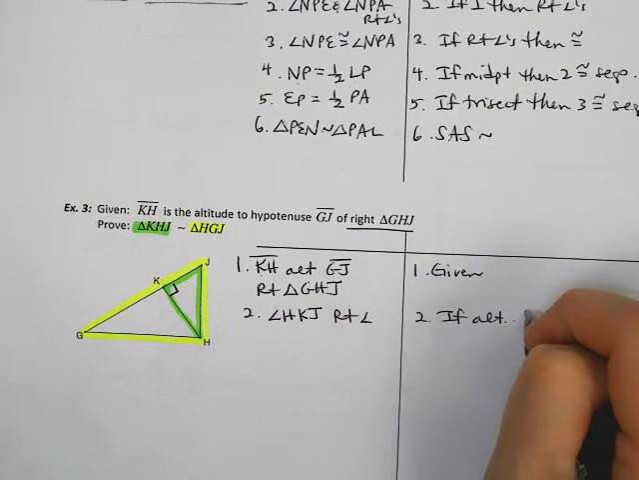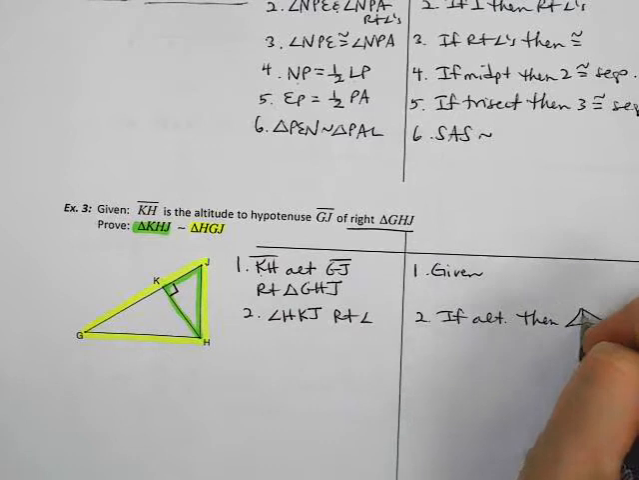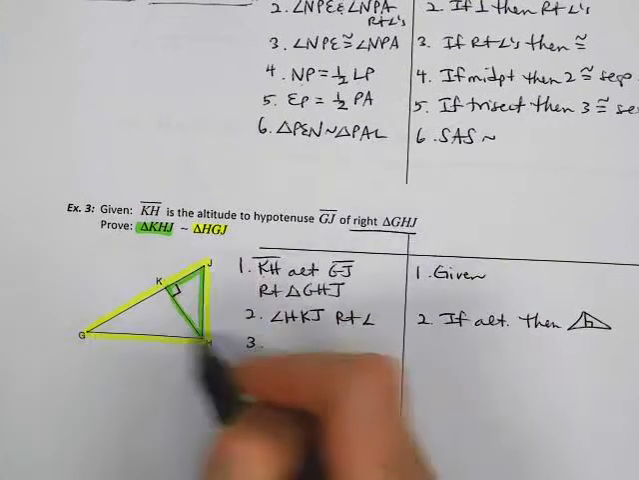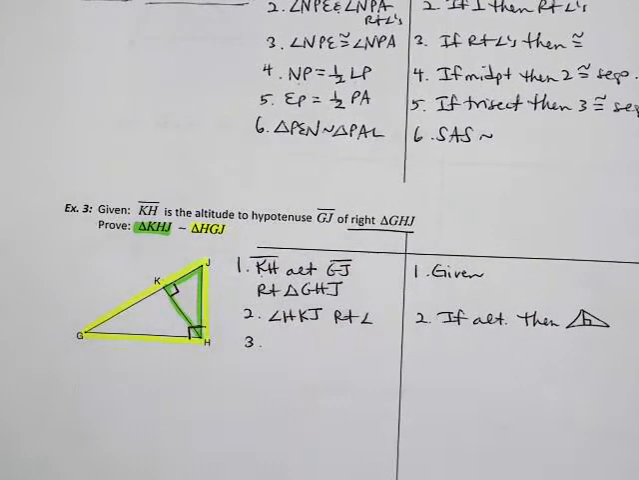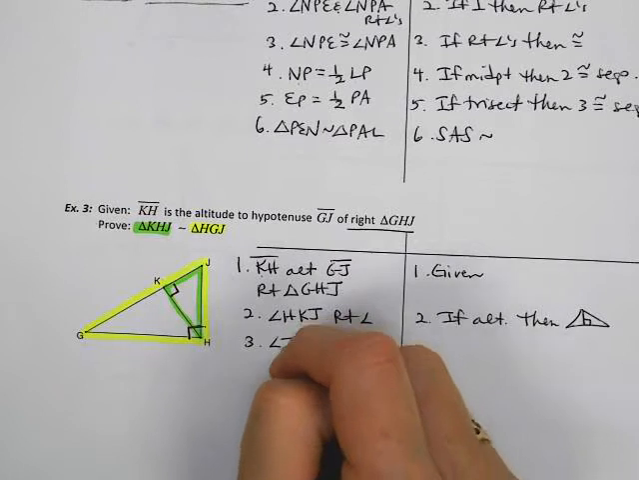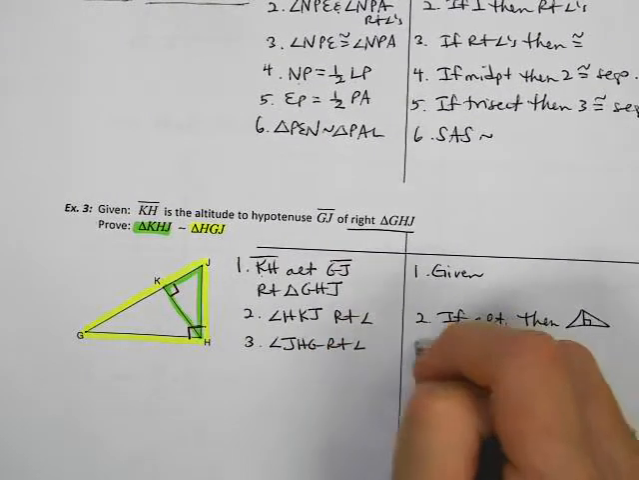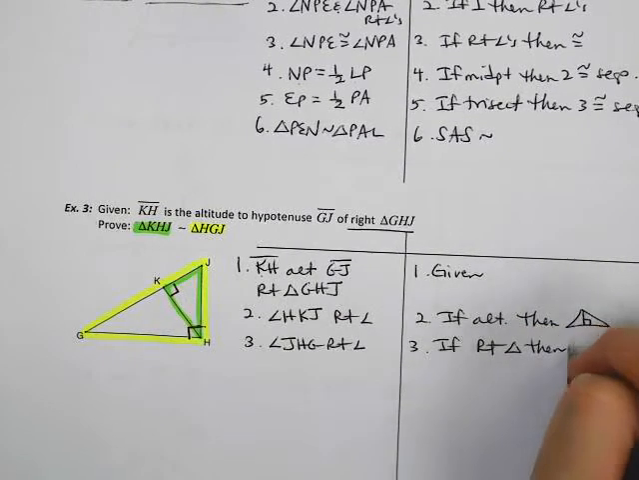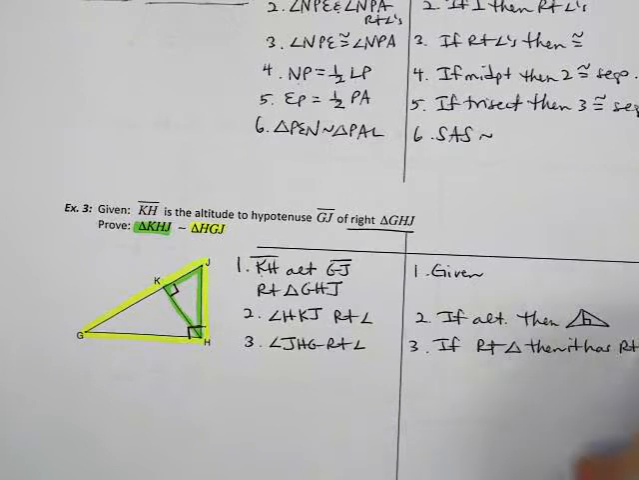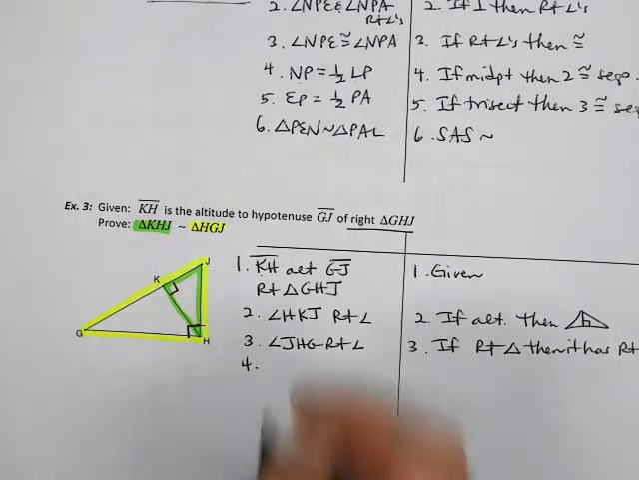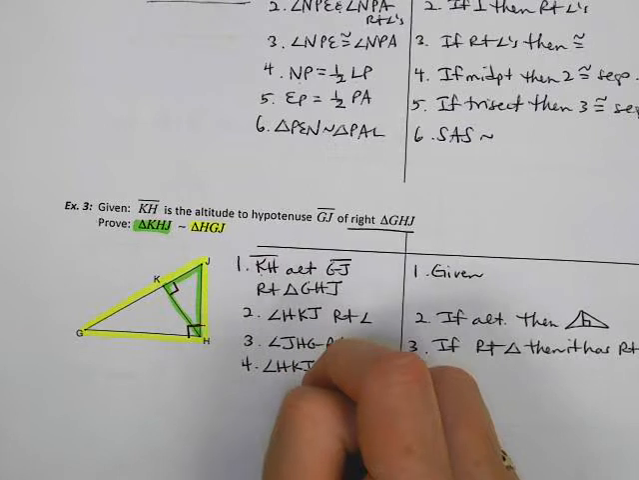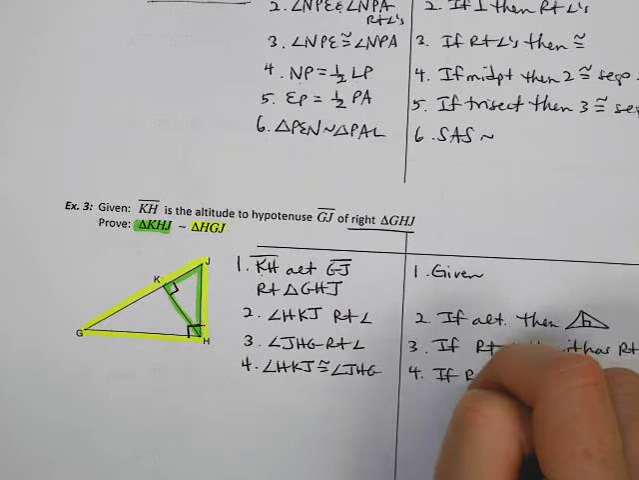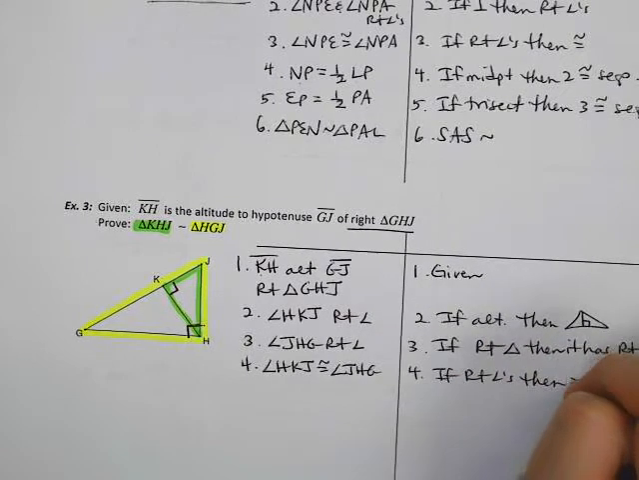If altitude, then it makes right angles. And then I have a right triangle. That's this big yellow one. So this must be the right angle that I want in the yellow one. So angle JHG is a right angle. And I'm just going to say if I have a right triangle, then it has a right angle. That's kind of trivial. Now I can get them congruent. HKJ congruent to JHG. If right angles, then congruent.